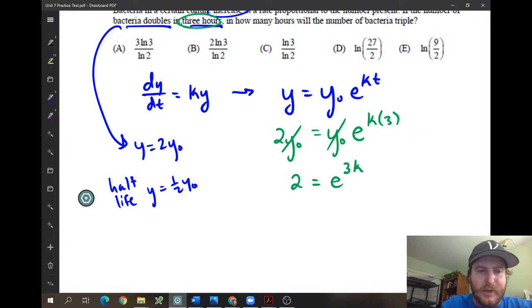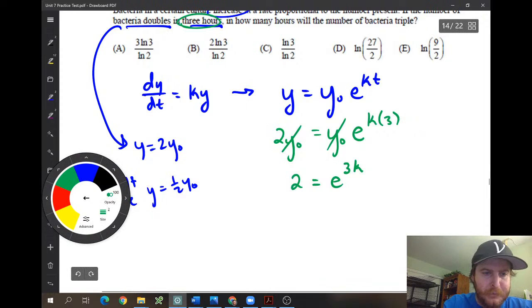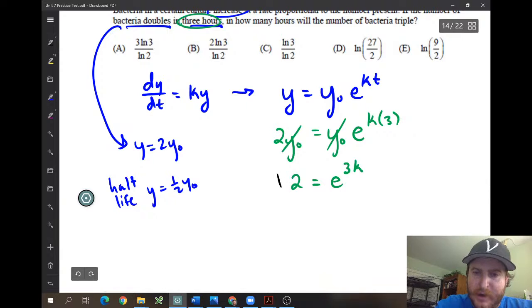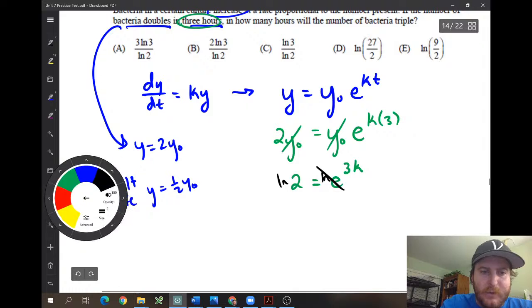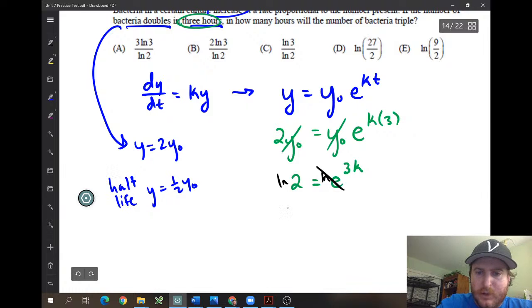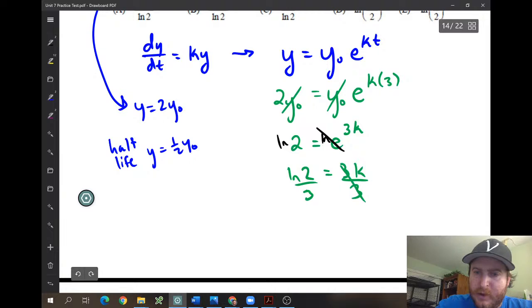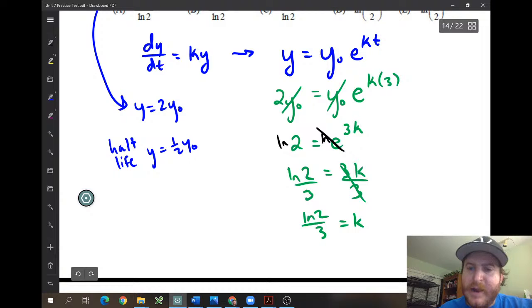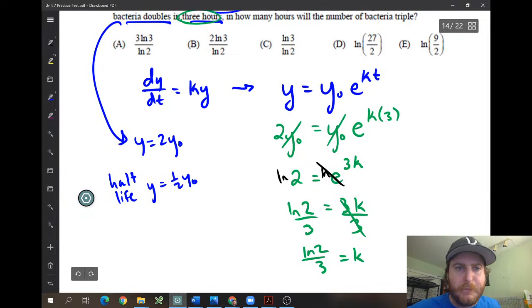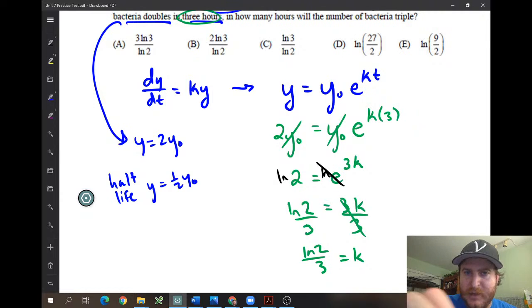Okay, how am I going to isolate for k? I want to solve for k. We're going to take the ln of both sides. And so that will give me the ln of 2 is equal to 3k. I'll divide both sides by 3, and I get ln of 2 over 3 is equal to k. That is not the answer I'm looking for. That's k, but that's not the answer. And they were nice. They didn't put that as an answer.